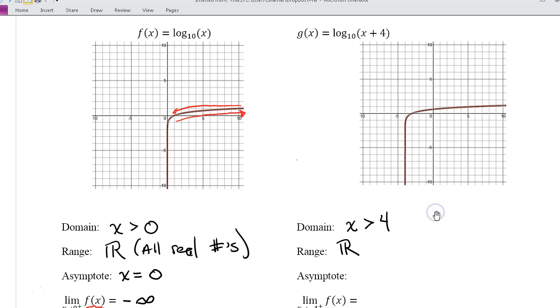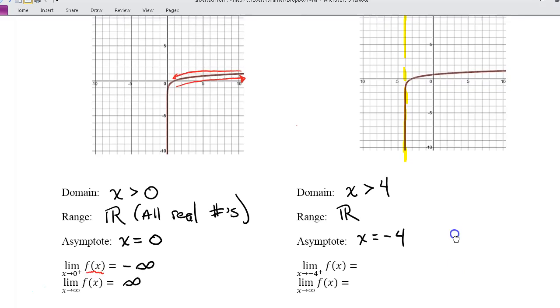And where in the first example the y-axis was an asymptote, x equals 0, now we've got this asymptote over here. Okay, I know it looks like it crosses, but it doesn't. It's going to approach that. So now we're going to have an asymptote here at x equals negative 4. I know the equation of this is x equals because it goes through the x-axis.